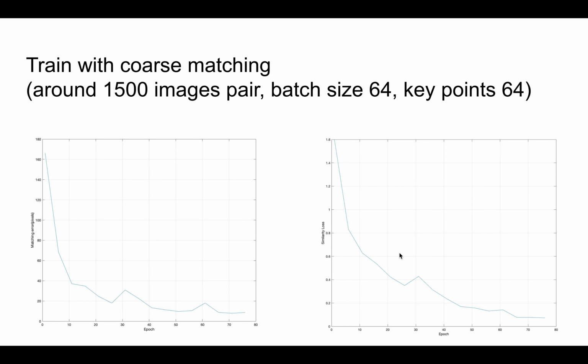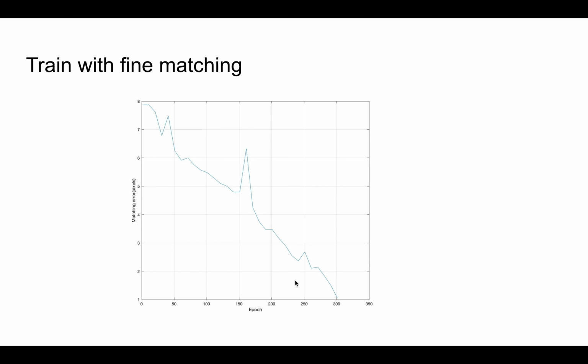Here are some training results. The first step is training only the coarse matching to align the matching to a small region, and the matching error is about 10 pixels, which is reasonable because it matches to the right region, not exactly the right position. Then some training with fine matching brings it down to a few pixels of error.